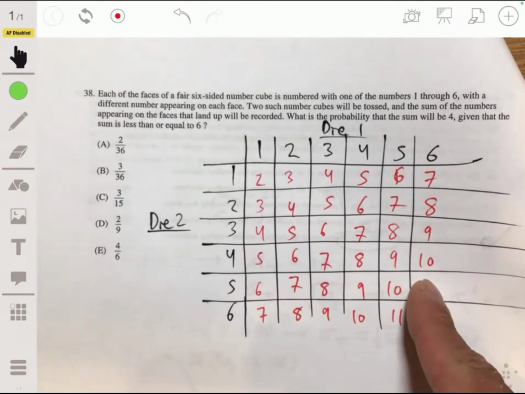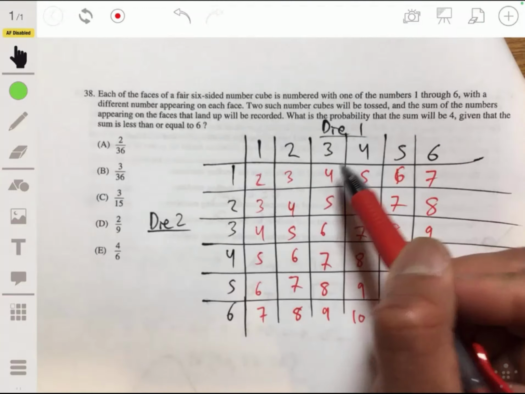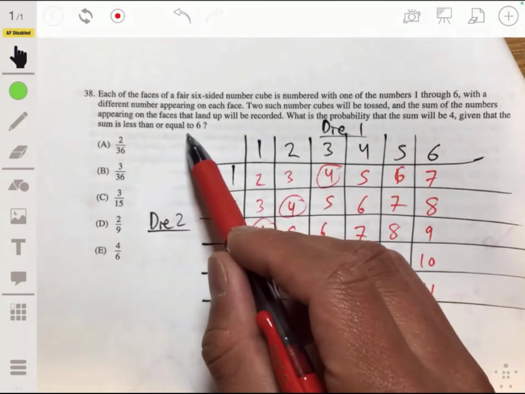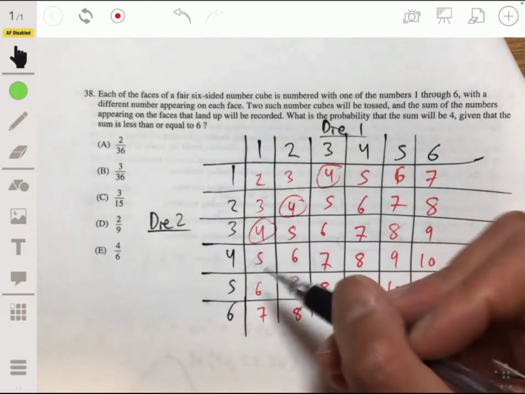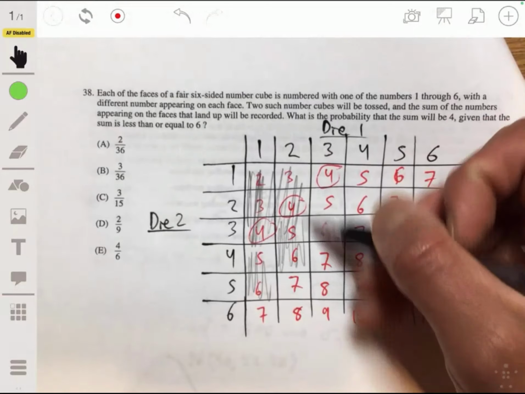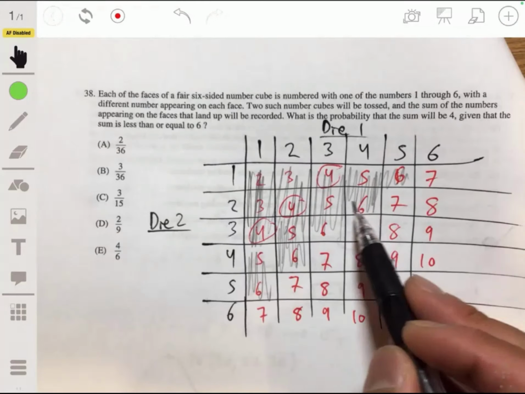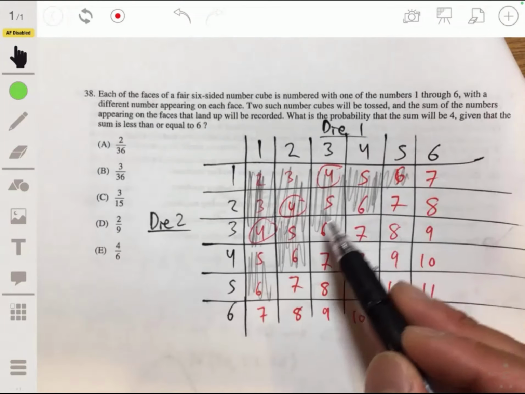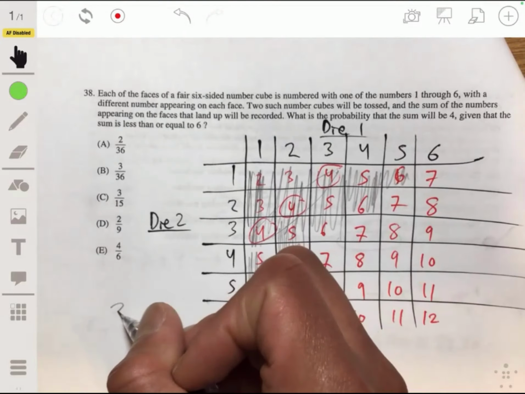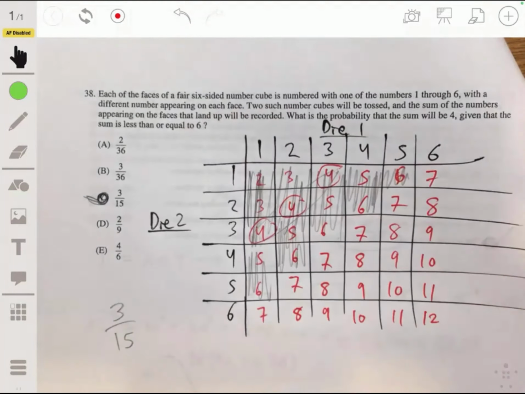There are 36 possibilities, and it's asking what's the probability that the sum will be 4, given that the sum is less than or equal to 6. If it's less than or equal to 6, then we're only going to include the ones I'm going to shade right here, the ones that are 6 or less. So 15 of the numbers are 6 or less, and 3 of those 15 are 4. So the probability would be 3 out of 15. They didn't simplify, so the answer will be C.